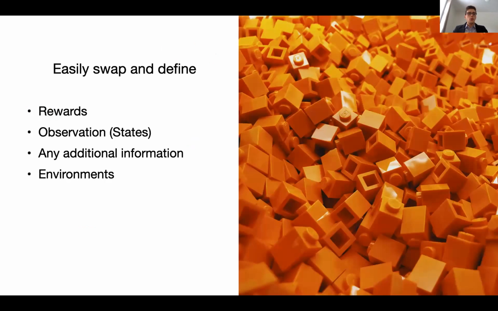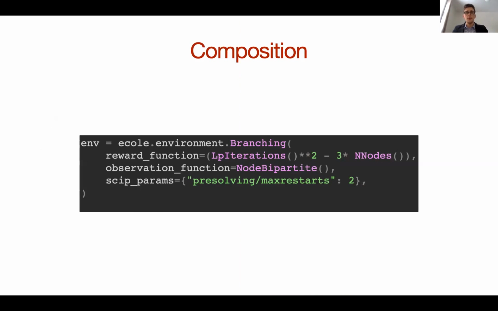We can easily change basically everything that we want to collect from the solver, and also the way that we're going to define the transitions, so the environment. We've done that through composition. So when you create an environment, you actually pass a reward function and an observation function that is going to define what you get as a reward and as an observation. An observation, because in this case the state is actually the full state of the solver, and we only observe something out of the state.